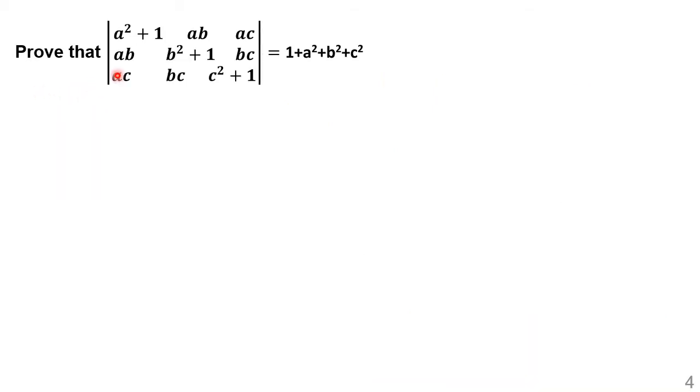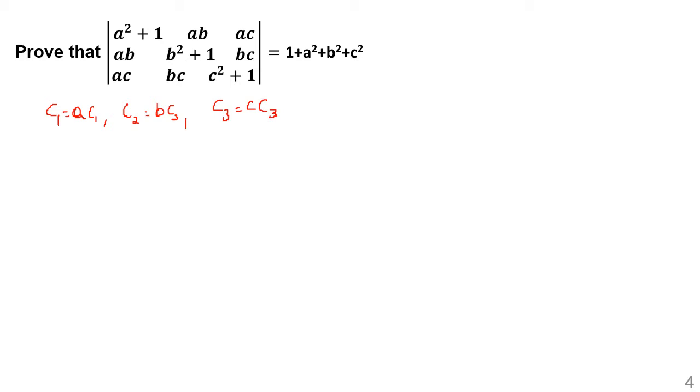Next problem, prove that the determinant of a square plus 1, ab, ac; ab, b square plus 1, bc; ac, bc, c square plus 1 is equal to 1 plus a square plus b square plus c square. By using the scalar multiple property, we can write the first column C1 as A into C1, second column as B into C2, and C3 as C into C3.